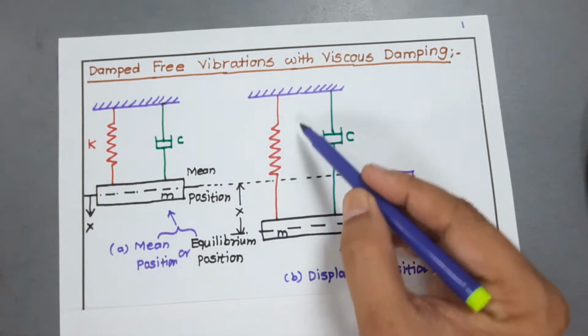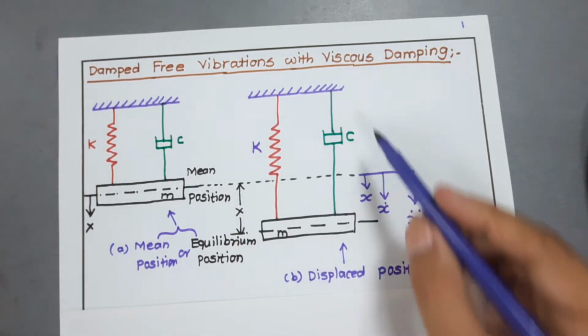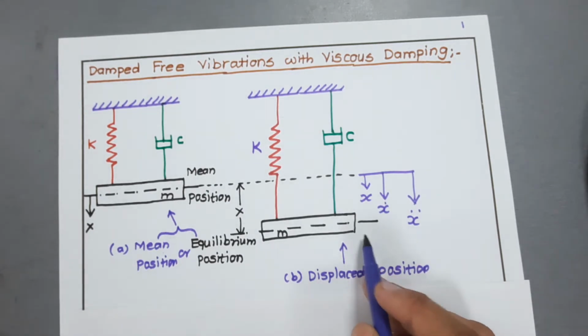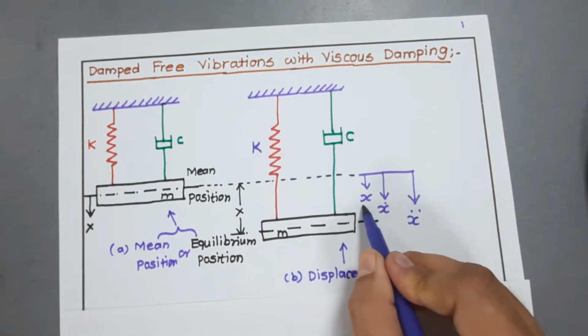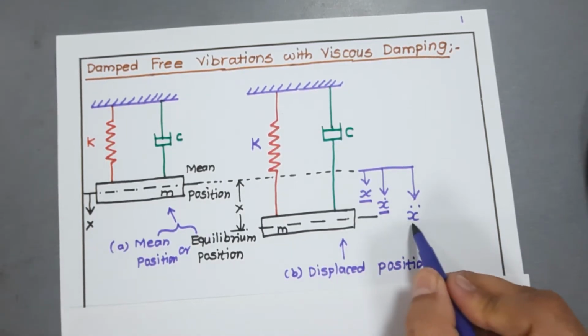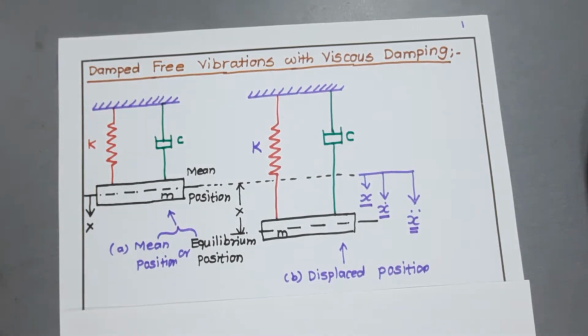So here the spring will be stretched, and the new stretched spring with stiffness K and damper with C is shown here. Now the mass is at the new position, called the displaced position, at a distance x from the mean position. So here x is the displacement in downward direction, x dot is the velocity and x double dot is the acceleration acting on this damp free vibration with viscous damping system.